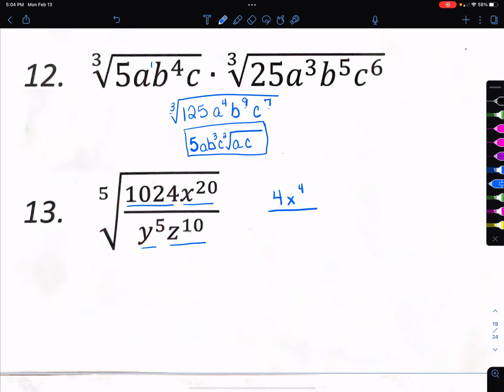Now we're going to move down to the denominator. So far, there's nothing left under the radical. Now I have the fifth root of y to the fifth. That gives me y to the first. And I have the fifth root of z to the 10th, which is z to the second. This one had nothing left under the radical. If there was, it would have been over here. That stuff was pulled out of the radical when we took the fifth root of it, okay?